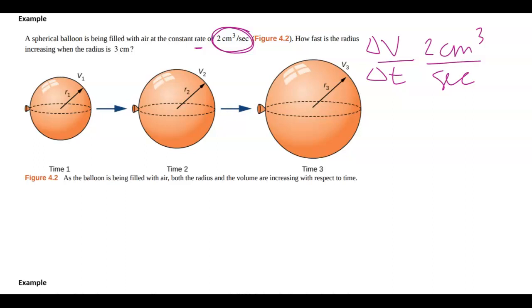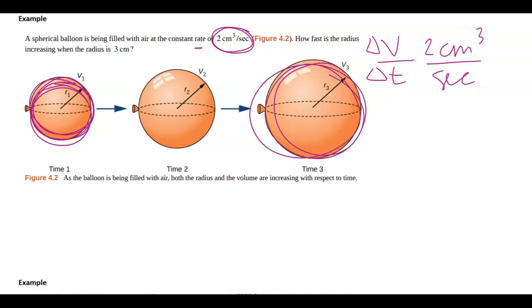Now, one thing I want you to think about is when the balloon is smaller, 2 cubic centimeters per second is going to blow up the balloon. It's going to seem like it blows up the balloon a little bit faster because there's just not as much space for that air to go in. But as the balloon gets bigger, there's more space for that 2 cubic centimeters to be in, so the radius isn't going to grow as quickly as the balloon fills up.